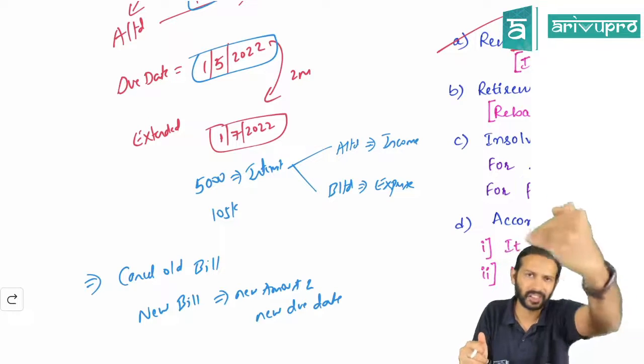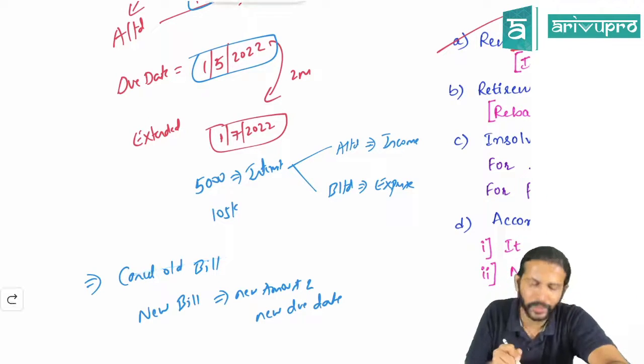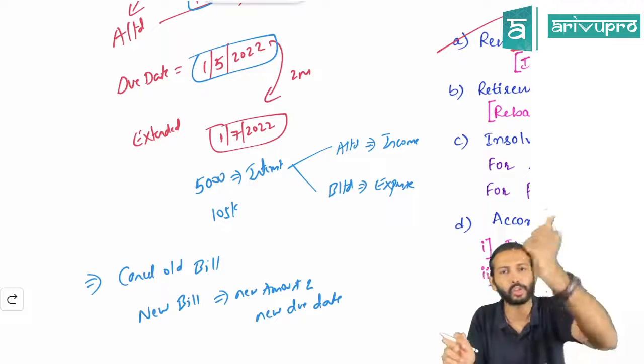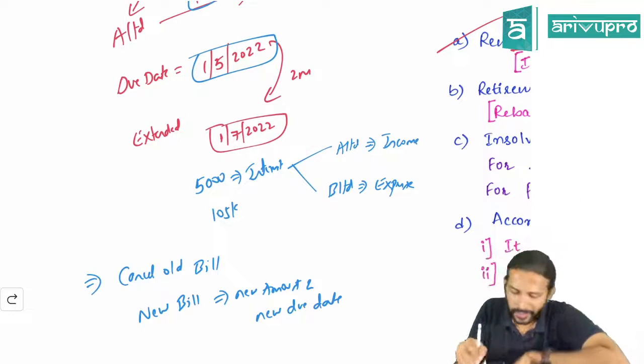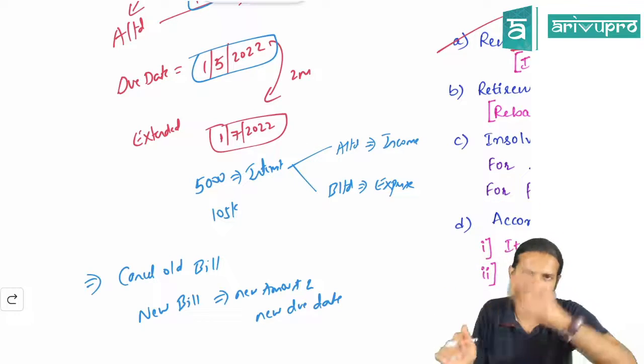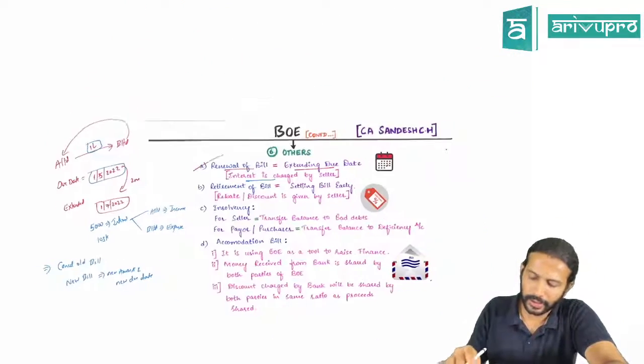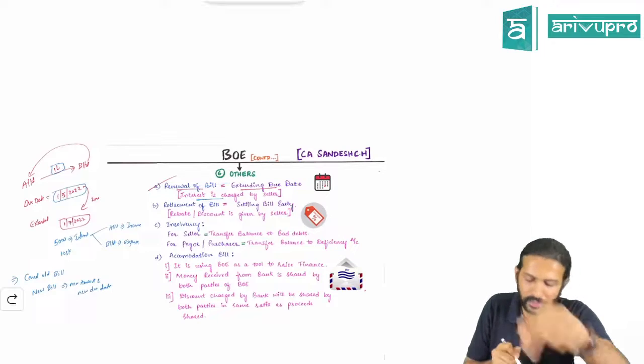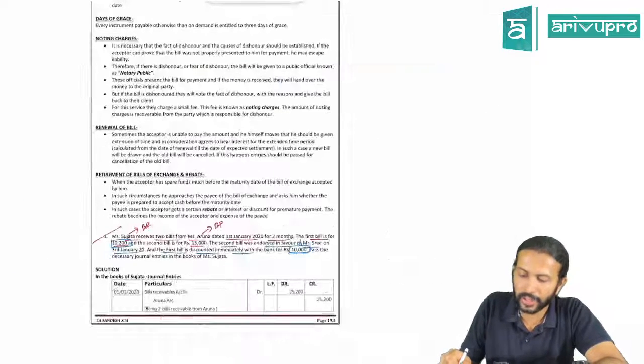So whenever there is a renewal of a bill, the old bill of exchange, old bill receivable, bills payable, you should cancel. Instead of that, you should draft a new bill of exchange for the new amount and the new date. That's all it is. These are the three concepts that will get triggered. This is what we learned, and that's what is appearing in question number 2.